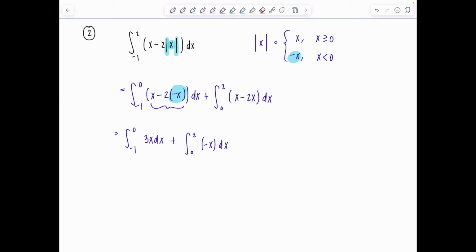All right, not bad. Here we go. This is 3/2 x squared, evaluated from negative 1 to 0, plus, what is this guy? Negative 1/2 x squared from 0 to 2.